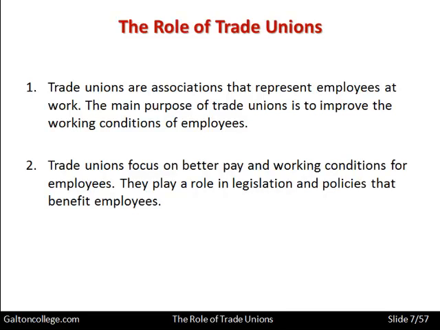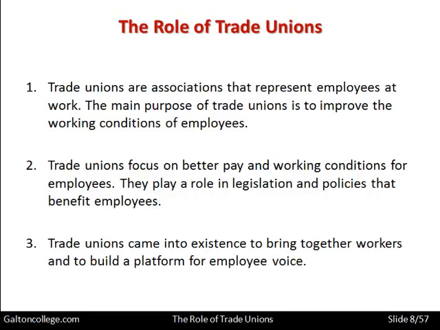The trade union focuses on better pay, for example, and working conditions for the employees, as I said. They play a role in legislation and policies that benefit employees as well. So the trade unions are involved with government legislation. They influence governments regarding industrial relations and employee relations, as it's called nowadays. So they try to ensure that the interest of the workers are promoted and advanced through legislation and through negotiations with their counterparts in the industrial relations scene. In other words, they're able to negotiate with the employers directly.